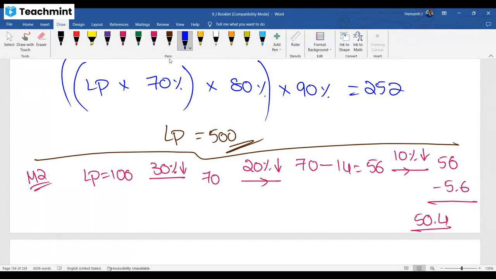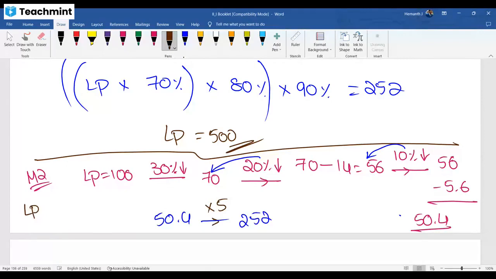See, successive discount, you understand at least here, I'm not doing this 20% for 100. 20% for what are we calculating? 70, for the decreased one. This 10% I'm calculating for 56, not for 100. Okay, you got 50.4, right? But what is given in the question, instead of 50.4, they given 252. So how will we get 252? By multiplying by 5, right? 50.4, if it wants to become 252, you have to multiply by 5. What is the labeled price you assumed? 100. Now you have to multiply by 5.